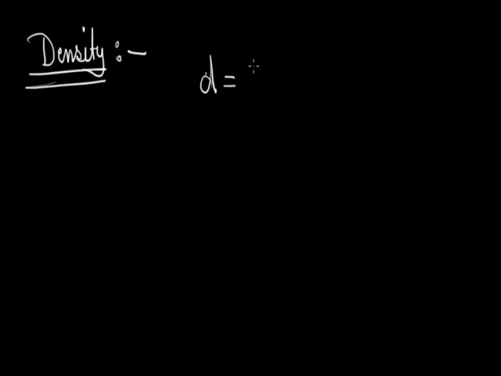Now, next, density. The ratio of mass and volume of a body is known as the density of the material of the body. So we can write D equals mass upon volume.